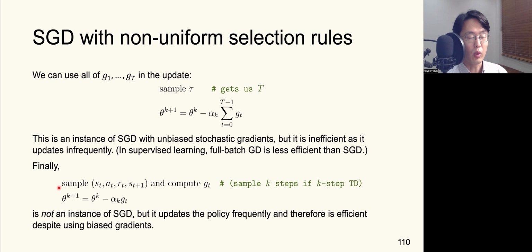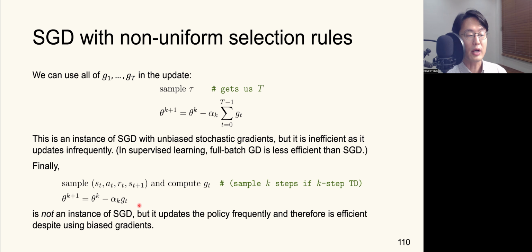So then finally, what we could do is sample a single transition. Starting at ST, we have the agent take an action, and then we collect a reward and transition to the next state. Using this, we can compute the next gradient. If we want to do k-step TD, then instead of one transition, we would sample k transitions. In any case, we compute the gradient and then perform a gradient update.